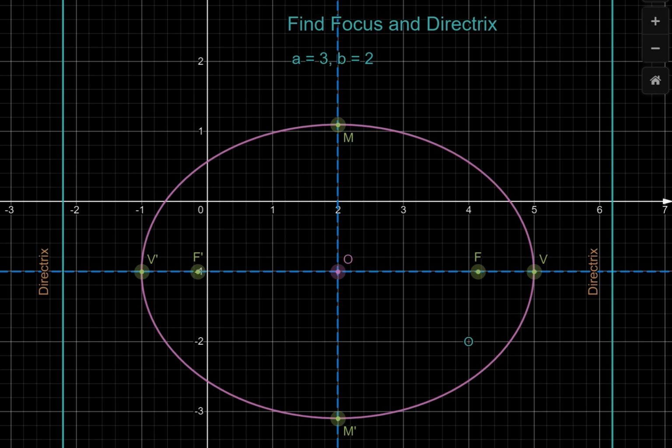Therefore, the equation should be (x minus h) over a square plus (y minus k) over b square, where the values of h and k are 2 and minus 1 respectively. How do you find the value of a and b? Well, look at the major axis. So the major axis intersects the vertex at 5, the center being at 2, so the distance between the two is 5 minus 2, which is 3. The value of a is 3 as written here.